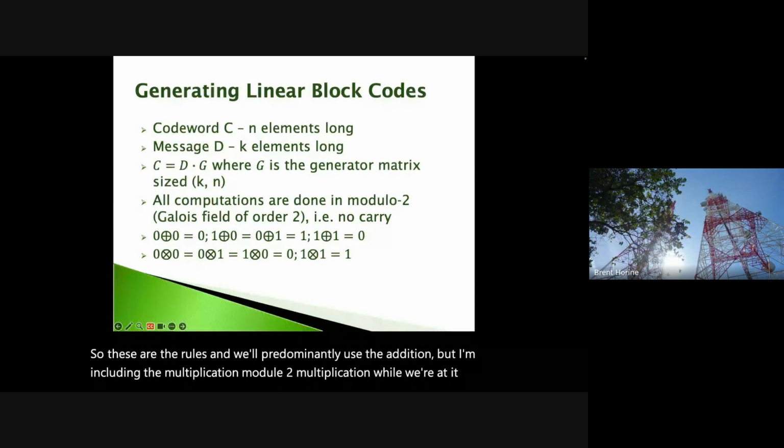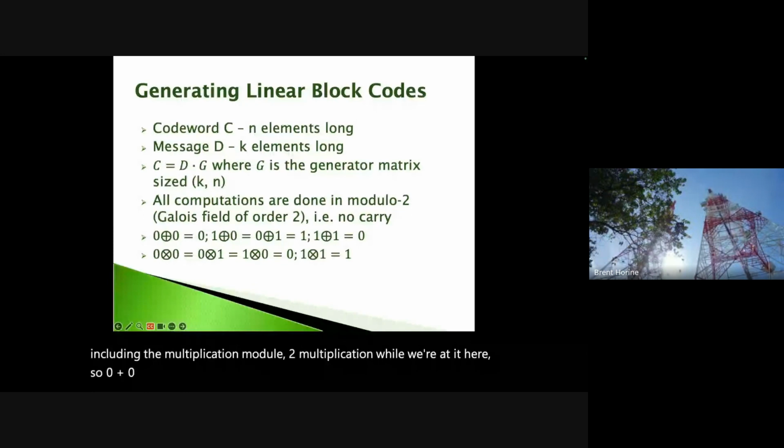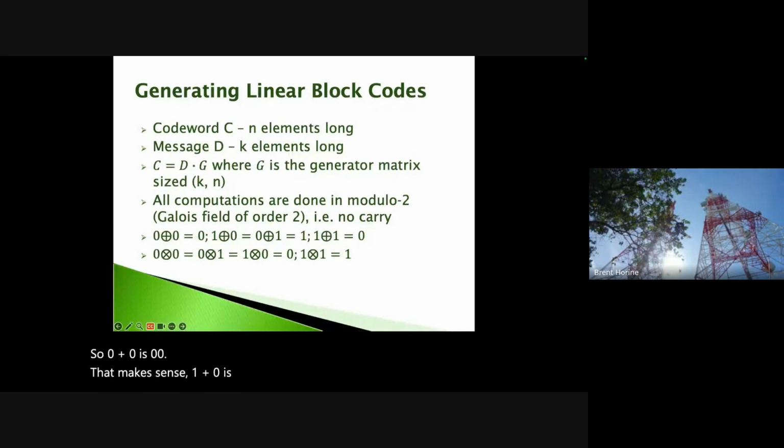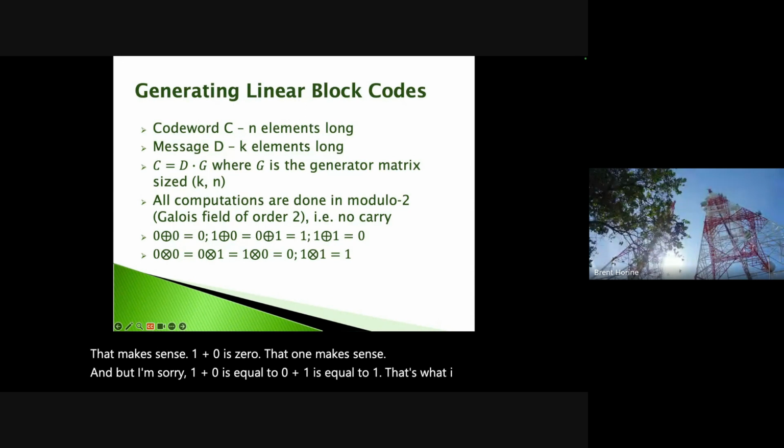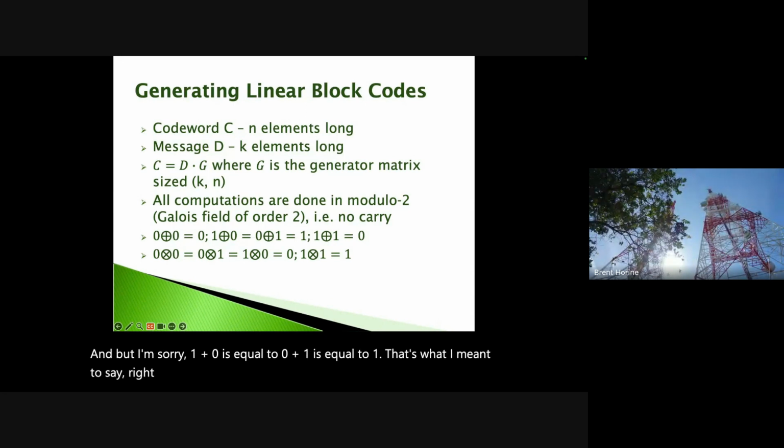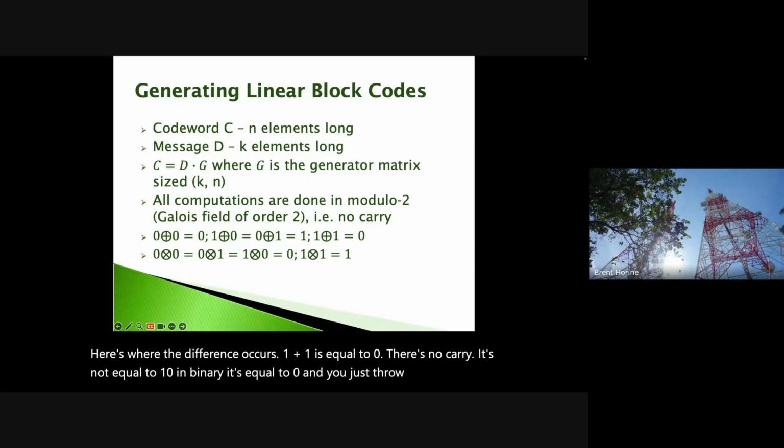So 0 plus 0 is 0. That makes sense. 1 plus 0 is equal to 0 plus 1 is equal to 1. That's what I meant to say, right? So it's commutative, and they equal 1. Here's where the difference occurs. 1 plus 1 is equal to 0. There's no carry. It's not equal to 1, 0 in binary. It's equal to 0, and you just throw away that carry.